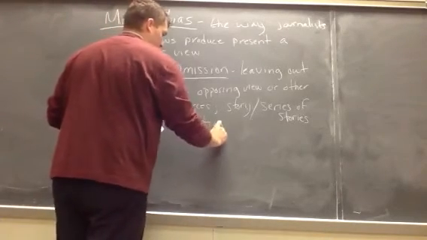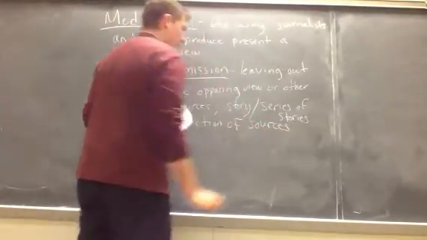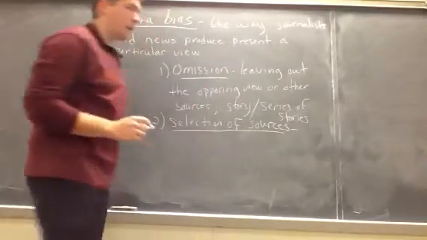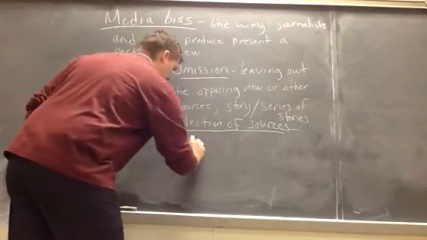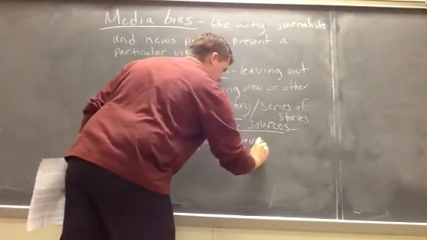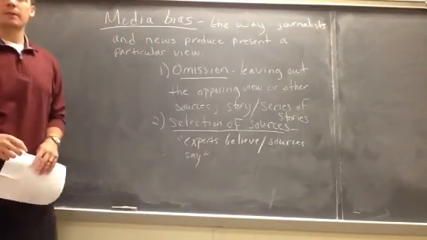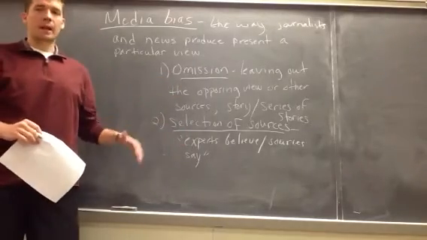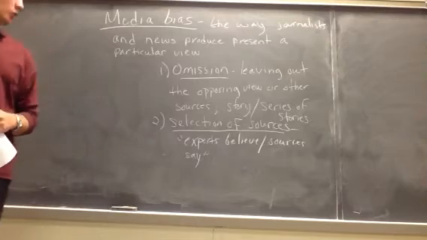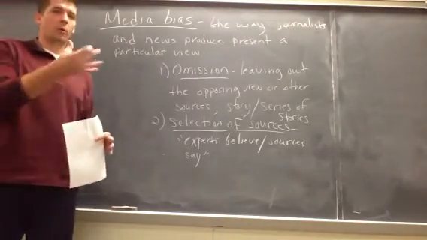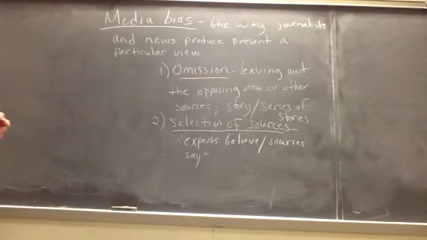Selection of sources. This would be when the journalist might say something like, experts believe, sources say, something like that. The experts believe, the sources say, these people are the ones that they have, once again, consciously chosen to support their angle on that story. So they're not going to be the experts of the opposing view. They're not going to be the sources of what does not support the way that they think about it. They're going to be the ones that support the way they think about it.